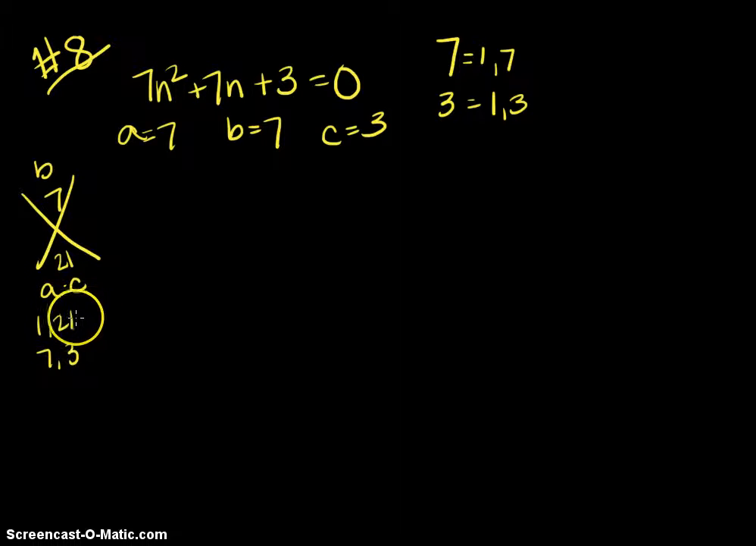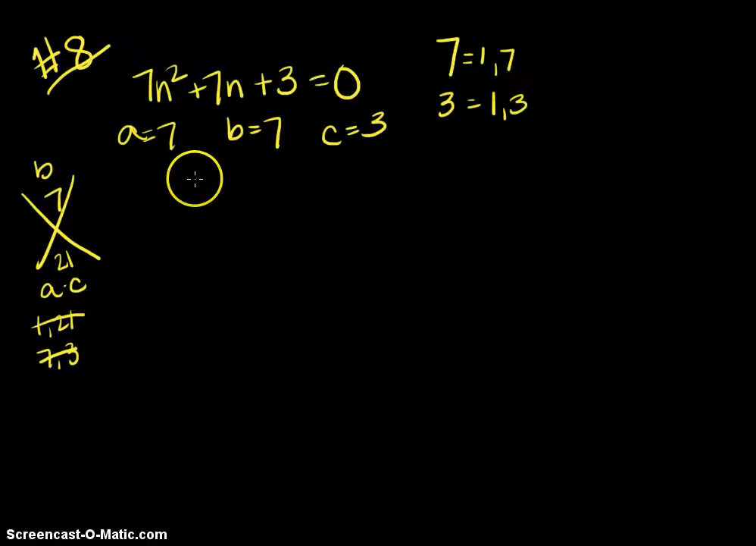And I honestly cannot think of any other factors. Can we use 1 and 21 to somehow add them to get 7? We say no. And 7 and 3, well, 7 plus 3 is 10, and 7 minus 3 is 4, so this doesn't work either.